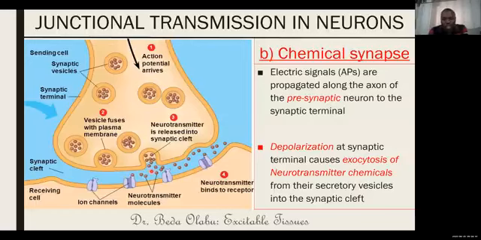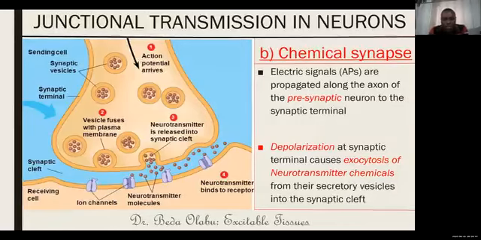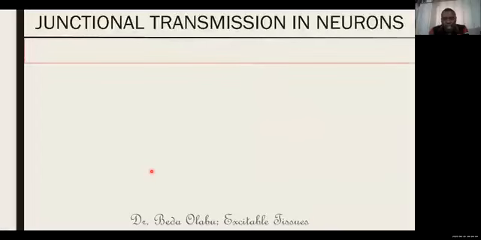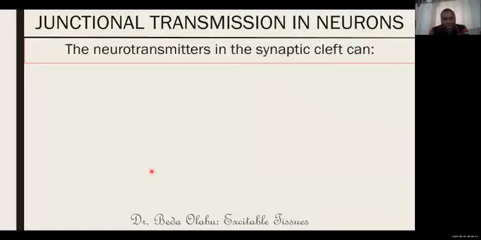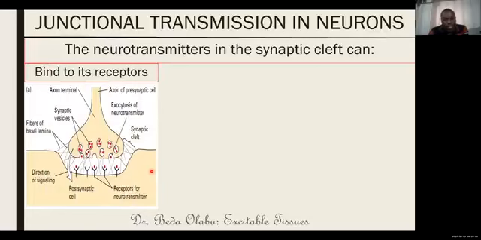Once the neurotransmitter is in the synaptic cleft, what happens to the neurotransmitter? There are three possible options of things which can happen to the neurotransmitter once it is in the synaptic cleft. One of those options is that the neurotransmitter, which is in the cleft here, can bind to its receptors. Now, the receptors of the neurotransmitter will then be found in the cell membrane of the postsynaptic cell.